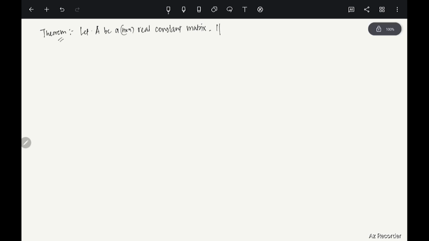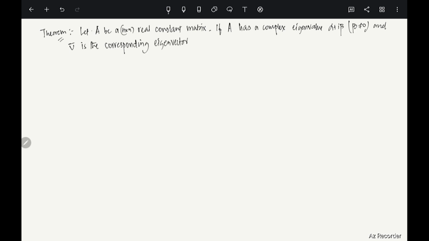And if A has a complex eigenvalue alpha plus i beta, that is, beta not equal to 0, so a complex eigenvalue, and v bar is the corresponding eigenvector, if this is true, then x prime equals Ax has two linearly independent real valued solutions. This is important, real valued solutions.